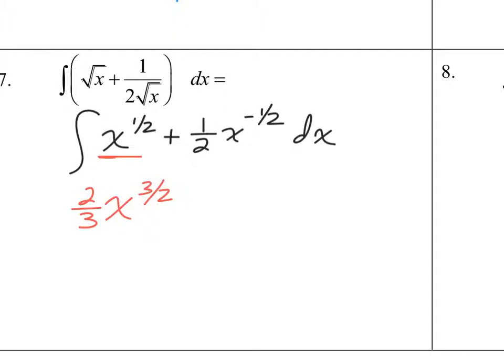Second piece, increase the exponent by 1. It becomes x to the 1/2. Divide by the new exponent. 1 divided by 1/2 is just a 1, so I'm just going to put a little plus sign there. Plus c. And boom shakalaka, as they say.